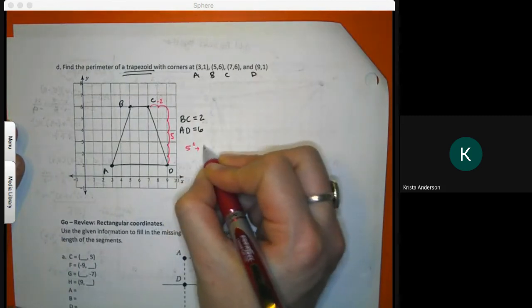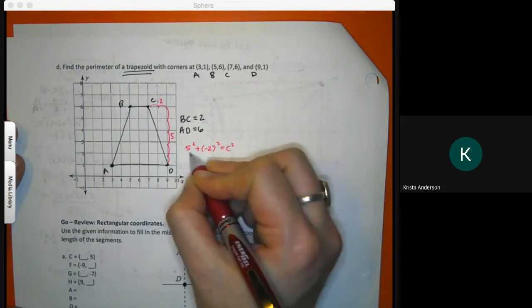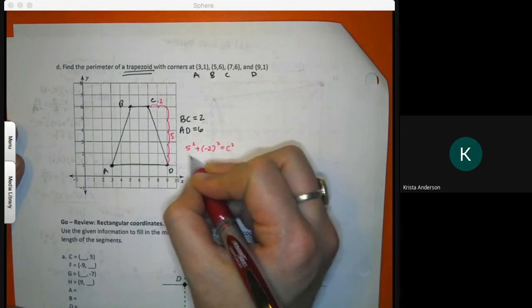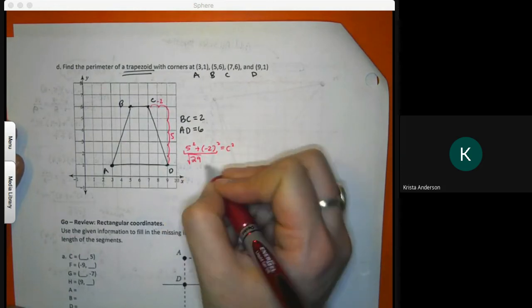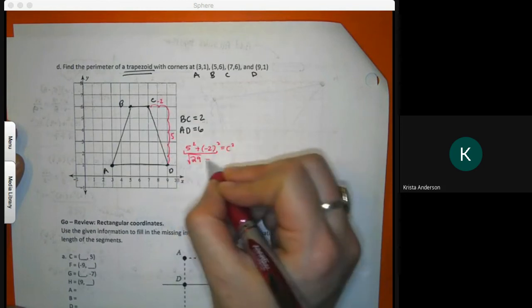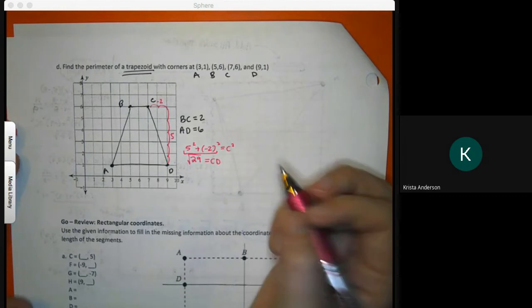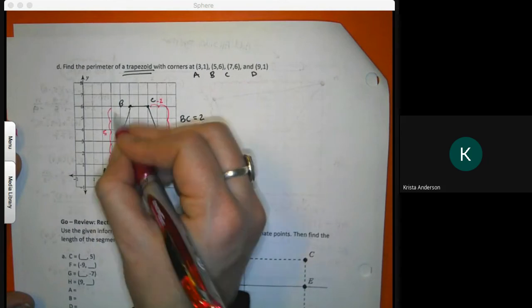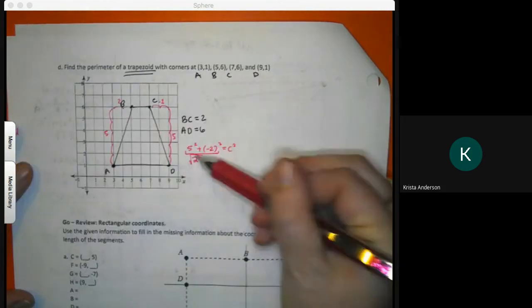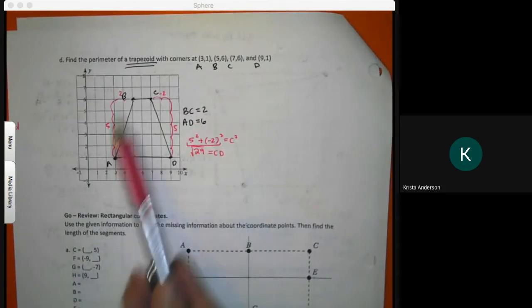So I would do 5 squared plus negative 2 squared. That'd be 25 plus 4, which would make 29 on your calculator. Square root of 29 is C to D. I'm going to check this left side. 1, 2, 3, 4. It's a 5 and a 2. What do you think 5 and a 2 is going to make? Oh. Square root of 29. 5 and 2, same numbers, same distance.